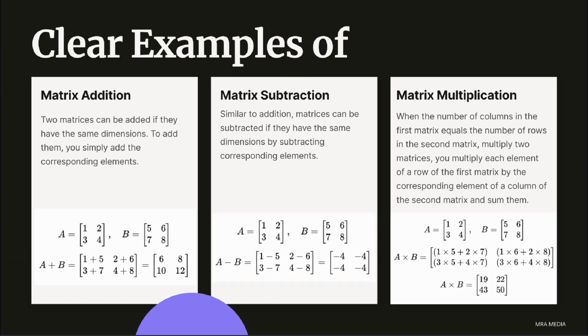Let's get into operations. First, matrix addition. You can add two matrices if they have the same dimensions, by adding corresponding elements. Matrix subtraction works similarly, just subtract corresponding elements. For multiplication, things get a little more interesting. You can multiply two matrices only if the number of columns in the first matrix matches the number of rows in the second. Multiply corresponding elements and sum them up.